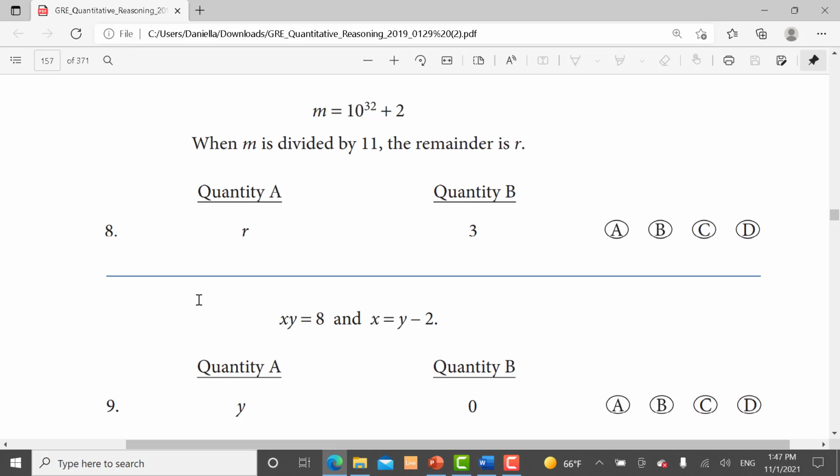M is 10 to the 32 plus 2, and M is divided by 11. The remainder is R. And we want to compare R with 3. R and 3.